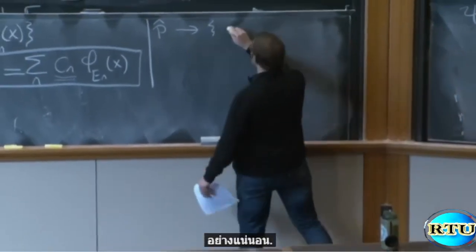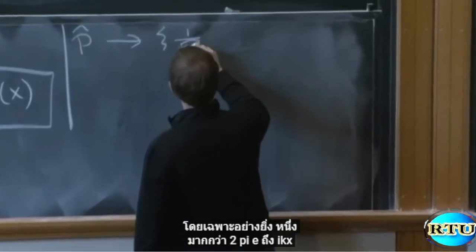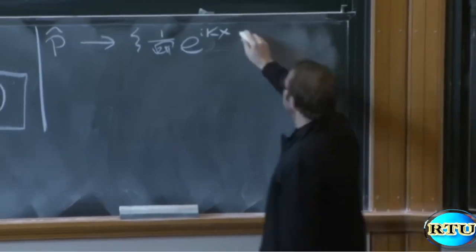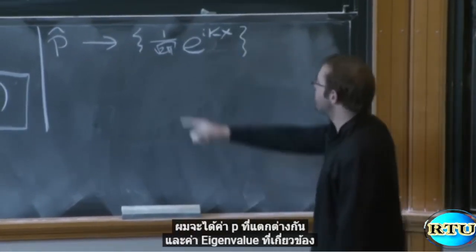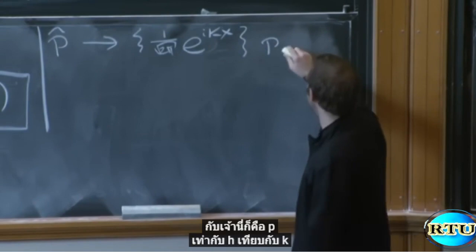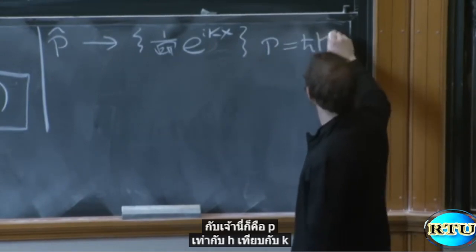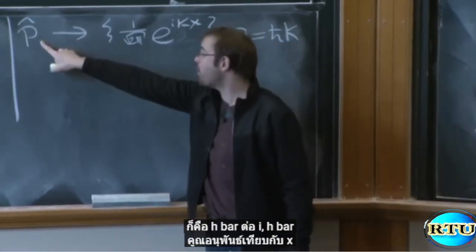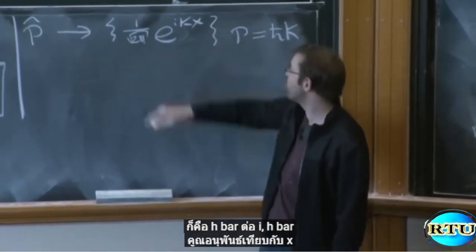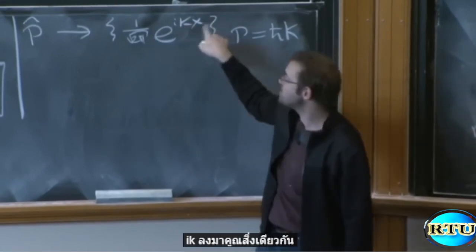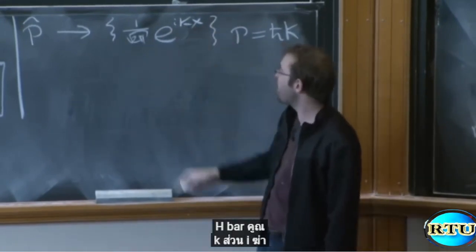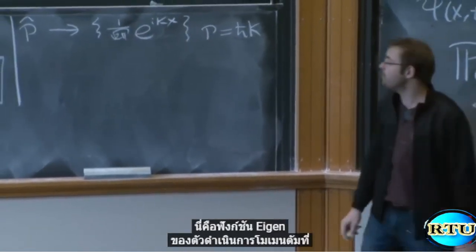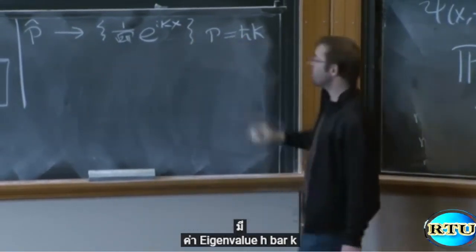e to the ikx, exactly. And in particular, 1 over root 2 pi, e to the ikx. I claim that for every different value of k, I get a different value of p, and the eigenvalue associated to this is p equals h bar k. We get that by acting with the momentum, which is h bar upon i times the derivative with respect to x. The derivative pulls down an ik times the same thing. H bar multiplies k over i, kills the i, and leaves us with an overall coefficient of h bar k. This is an eigenfunction of the momentum operator with eigenvalue h bar k.